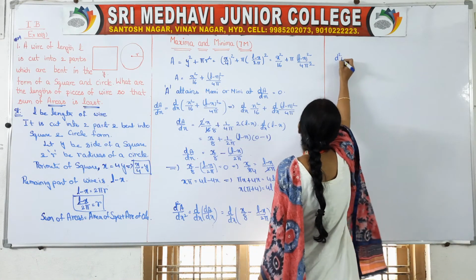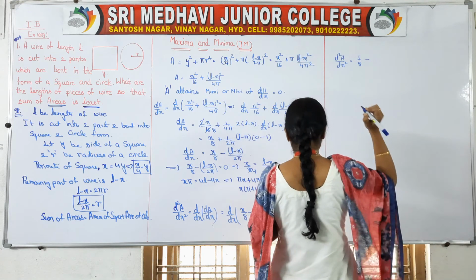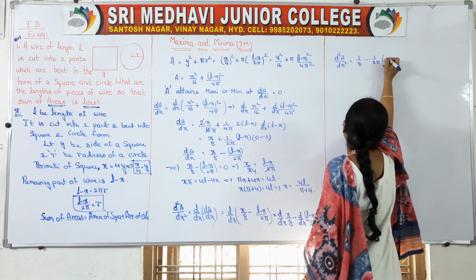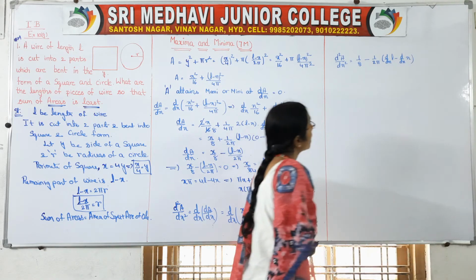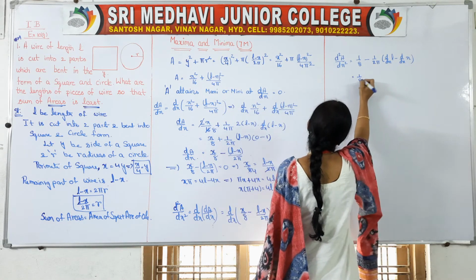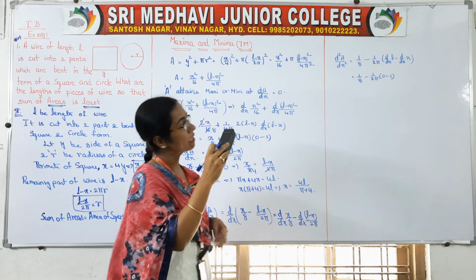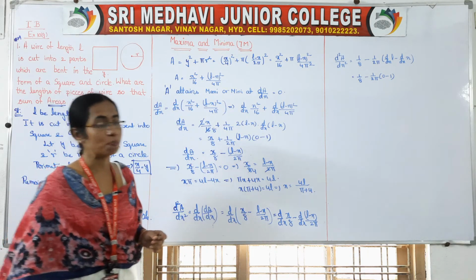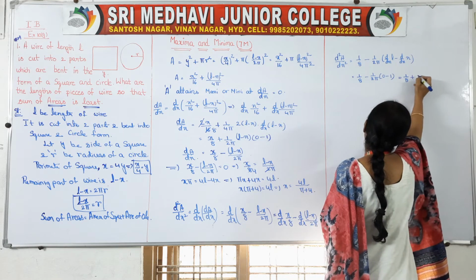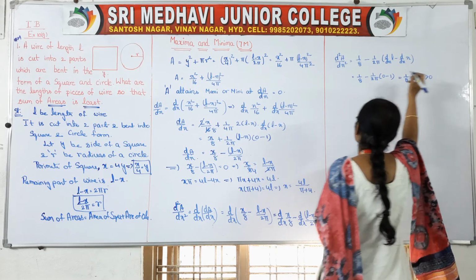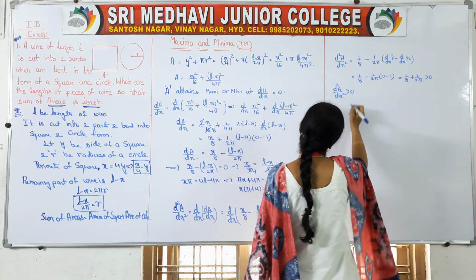So your d square A by dx square is equal to 1 by 8 minus 1 by 2 pi, which is a constant, times d by dx of L minus d by dx of x. That is 1 by 8 minus 1 by 2 pi into (0 minus 1). D by dx of x is 1, and d by dx of L, a constant, is 0. So 0 minus 1 is minus 1. Minus of minus is plus, so it is 1 by 8 plus 1 by 2 pi. Both are positive, so it is greater than 0. So d square A by dx square is greater than 0.